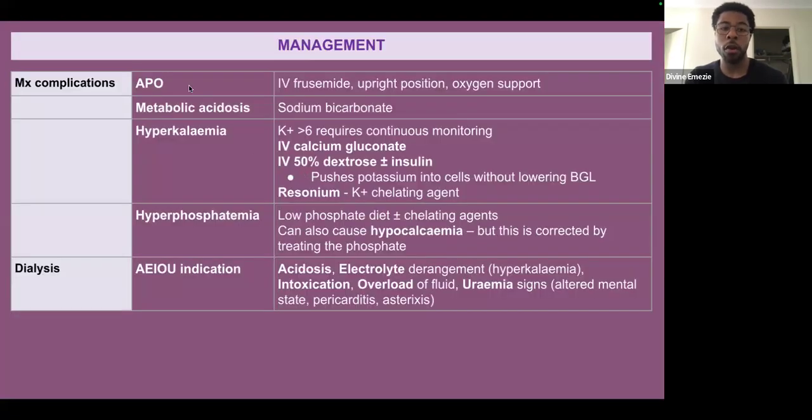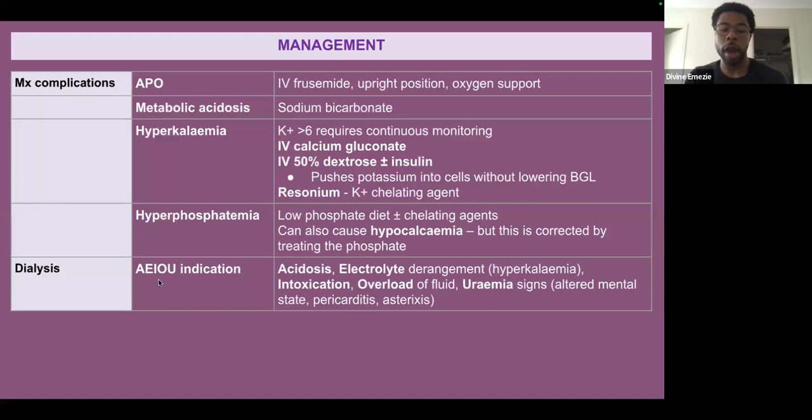Thinking about complications. So again, fluid overload leading to pulmonary edema. So the things that we'd have learned in the context of heart failure would be relevant. Metabolic acidosis, we need bicarbonate. Hyperkalemia. You may have heard of similar ideas in other conditions to do with hyperkalemia, where we think about things to decrease the actual calcium levels, as well as thinking about consequences of that. So the idea here is that you might give dextrose and insulin to push potassium into cells, but also maintain the patient's blood glucose too.